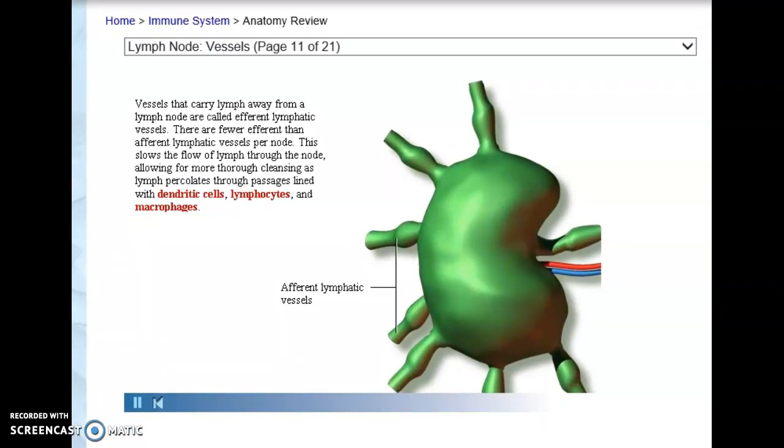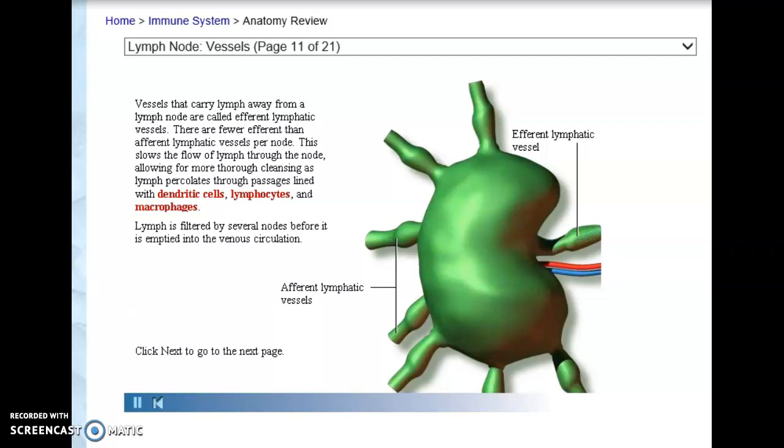This slows the flow of lymph through the node, allowing for more thorough cleansing as lymph percolates through passages lined with dendritic cells, lymphocytes, and macrophages. Lymph is filtered by several nodes before it is emptied into the venous circulation. Click the efferent lymphatic vessel. Sectional view.